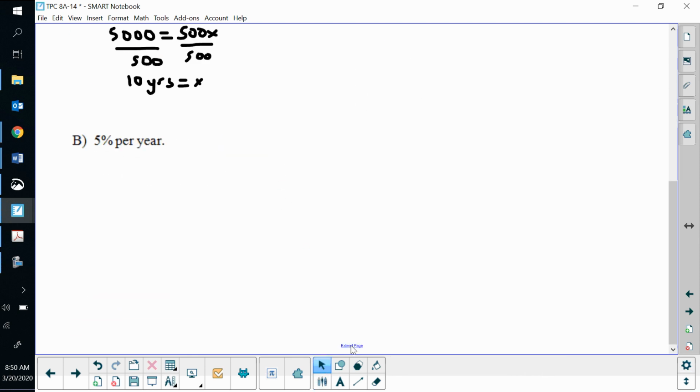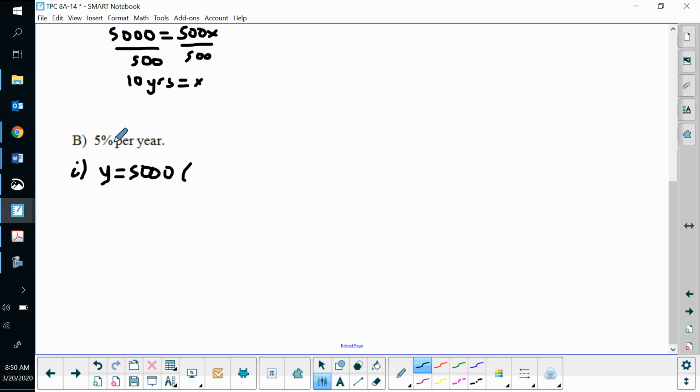But if we go down here, we're increasing now by 5% each time. So we still have y equals, but this time it's exponential when you go by a percent. So we're starting with our 5,000. If we do 100% plus 5%, that gives us 105%. And when we move the decimal over twice, we get 1.05. Hopefully we're pretty good at that.